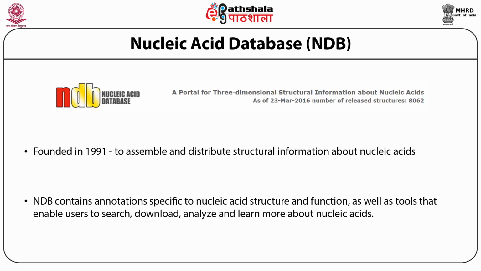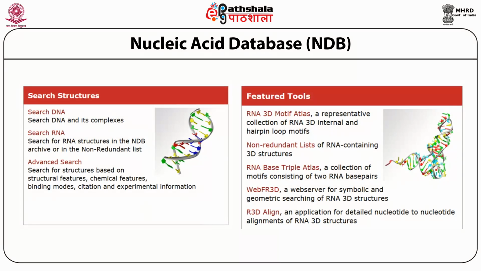As on 23rd March 2016, 8,062 structures have been released in the Nucleic Acid Database. One can do different types of searches, like searching DNA, searching RNA, and also an advanced search based on the chemical features, the binding mode, and the experimental information. Nucleic Acid Database also has certain featured tools like RNA 3D Motif Atlas, which is a representative collection of RNA 3D internal and hairpin loop motifs. R3D Align is an application for detailed nucleotide to nucleotide alignments of RNA three-dimensional structures.